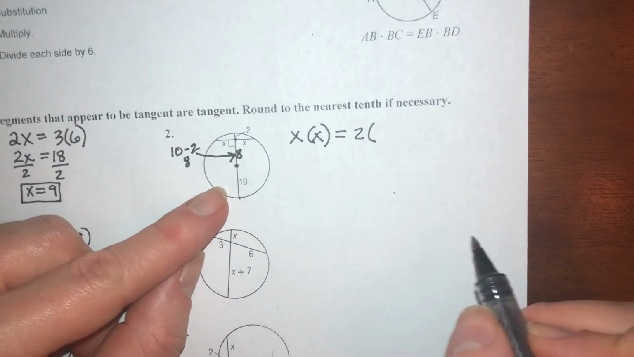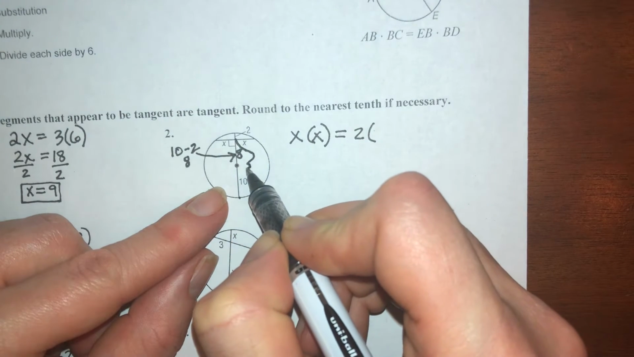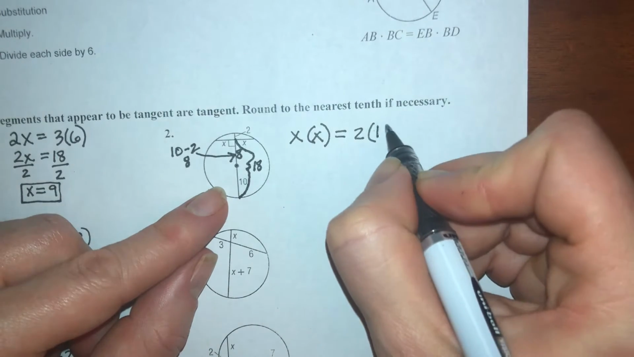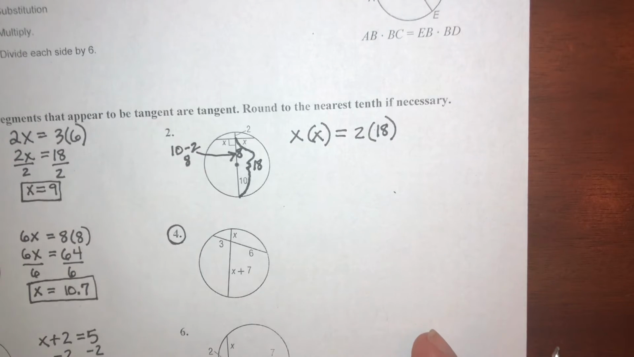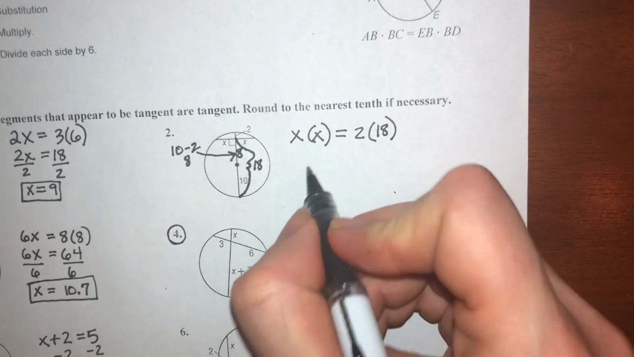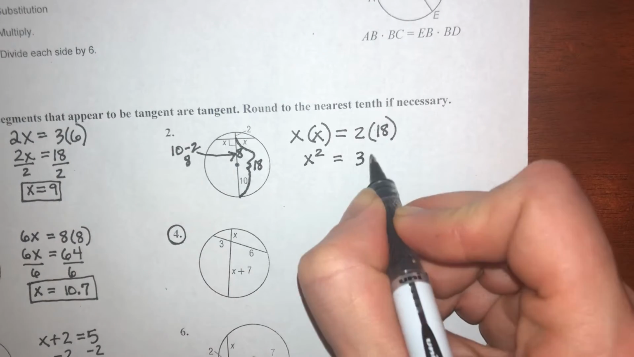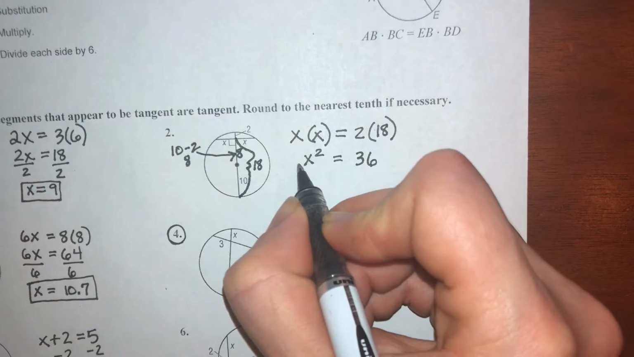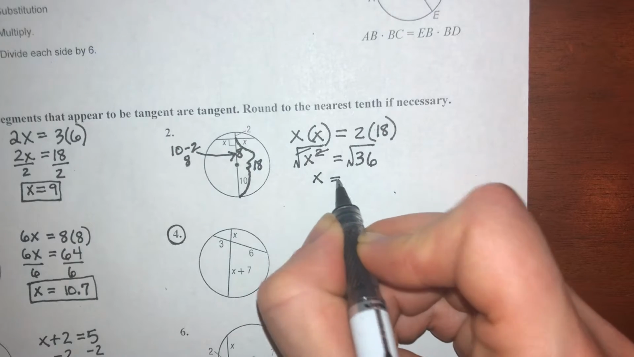So we're going to do 2 for the little part times 8 plus 10 for the rest of the length, which would be 18. So that one is a little bit more challenging. Involves a little bit of problem-solving skills. Okay, x times x again is equal to x squared, and 2 times 18 is equal to 36. And now to get the x by itself, we undo the square by taking the square root on both sides, and x is equal to 6.